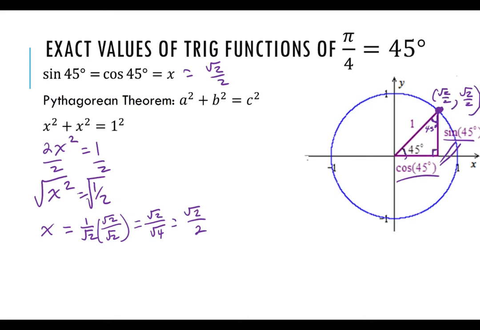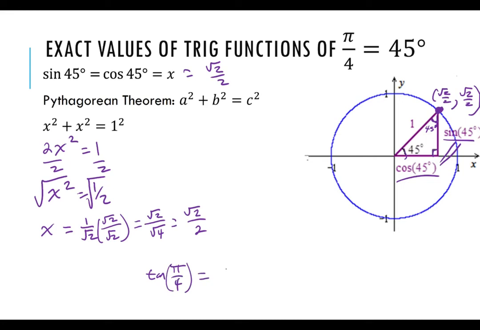Now, at this point, we know sine of 45 degrees, we know cosine of 45 degrees, and then we can take the reciprocal of each one of those to find the secant of 45 degrees and the cosecant of 45 degrees, or of course of pi halves. And then the only thing left to deal with is tangent of pi fourths.